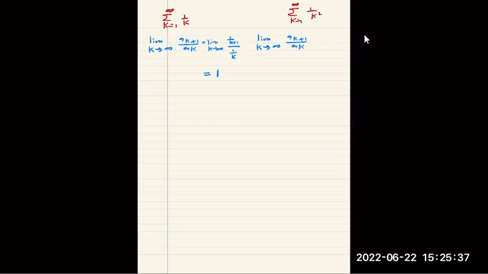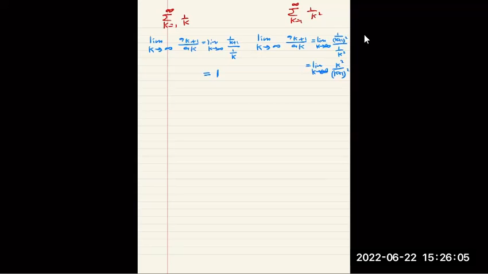Okay. Similarly, you can find the limit here. Here you get the limit as k approaches infinity of 1 over (k plus 1) squared divided by 1 over k squared. This is going to be equal to the limit as k approaches infinity of k squared over (k plus 1) squared.